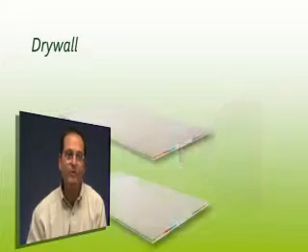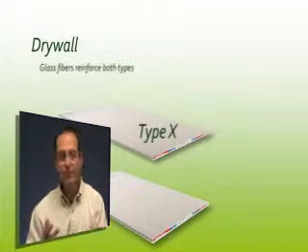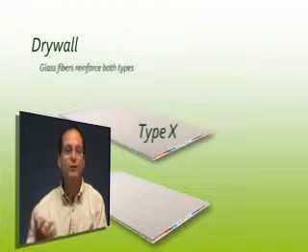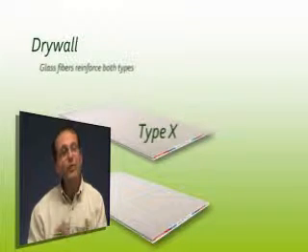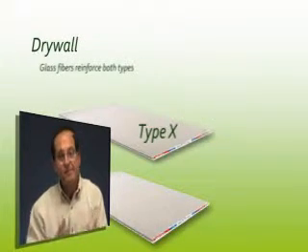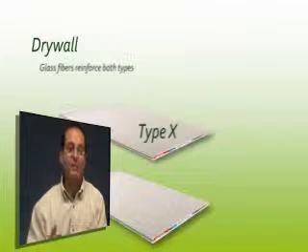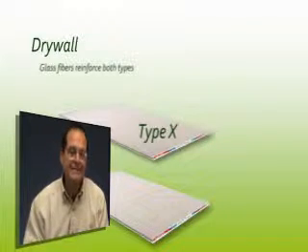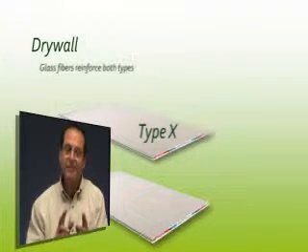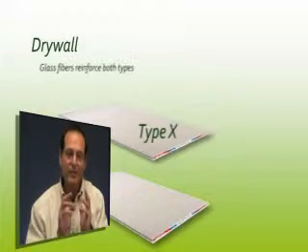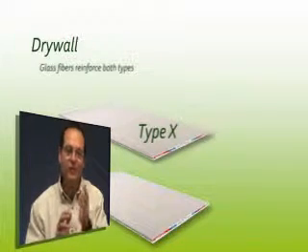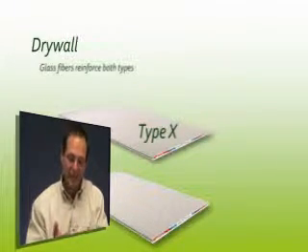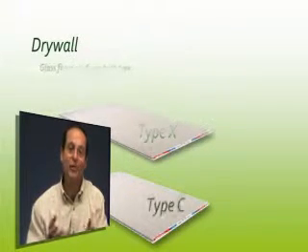Then there's drywall. So day in and day out, we throw around the term type X. We see it in the code time and time again. So it seems like that is the fire-rated type of gypsum you should be specifying. Not so fast. Again, when you get down to the nitty-gritty of specifying a product and a system, the devil's always in the details.